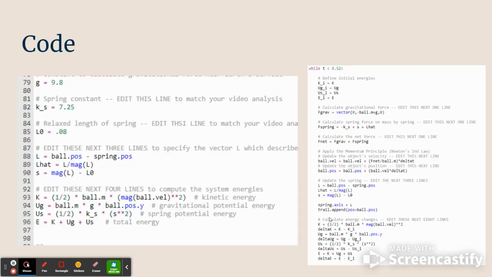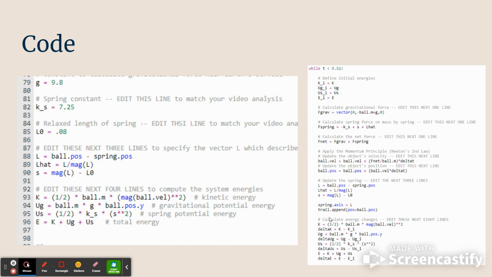The code for this project for the model: to the left, you can see the spring constant is put in and the relaxed length of the spring. Then the next three lines, you find L, and then L hat, and then you're able to find s, and we know s is the magnitude of L minus the relaxed length of the spring, and we know this from previous formulas during this course. The next four lines just deal with simple formulas, making sure that the variables are represented correctly, using kinetic energy, gravitational potential energy, spring potential energy, and total energy.